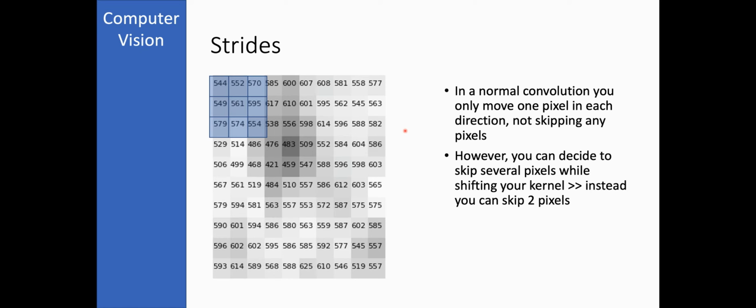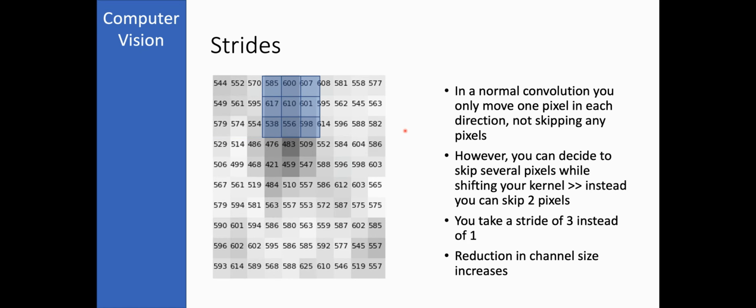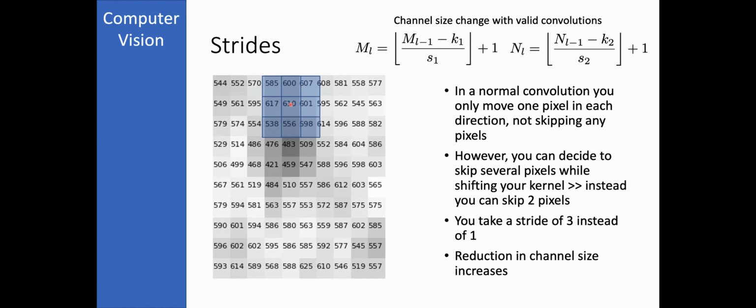For example, you can skip 2 pixels, so you can compute the convolution here, then here. Or you can even take a stride of 3. And this leads to a tremendous reduction in channel size, because the number of outputs that I will get is basically halved now. Specifically, if you want to compute the channel size with a stride of S1 or S2 in the horizontal and the vertical directions, the channel size with valid convolution decreases like this. So they really decrease as you would divide by the stride number.